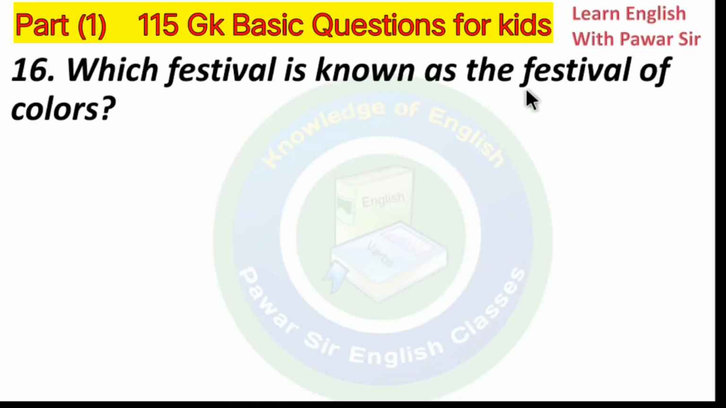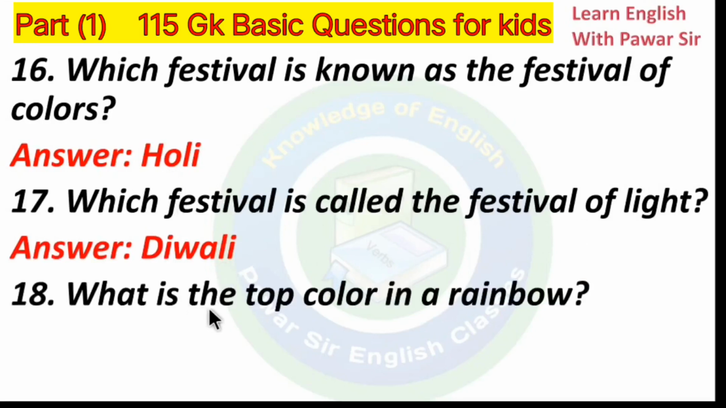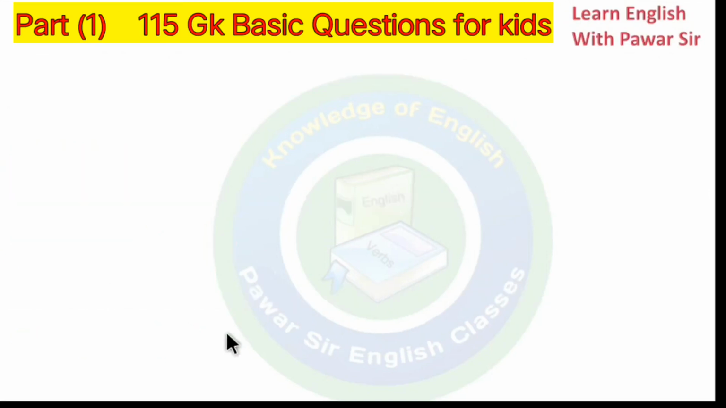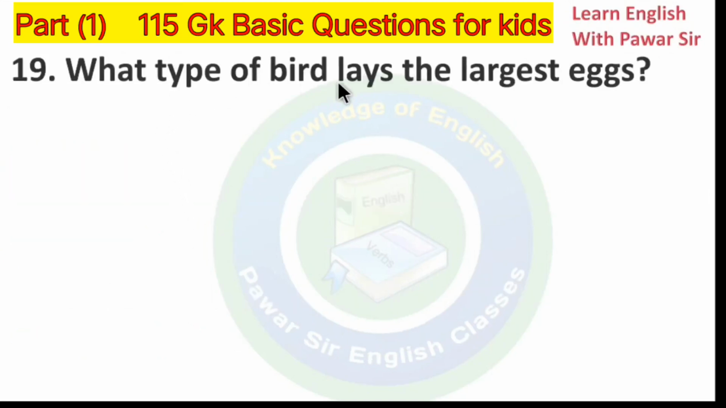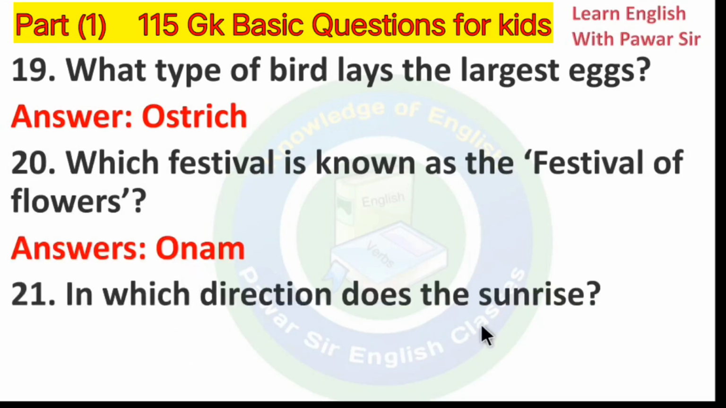Which festival is known as the festival of colors? Holi. Which festival is called the festival of light? Diwali. What is the top color in a rainbow? Red. What type of bird lays the largest eggs? Ostrich. Which festival is known as the festival of flowers? Onam. In which direction does the sun rise? East.